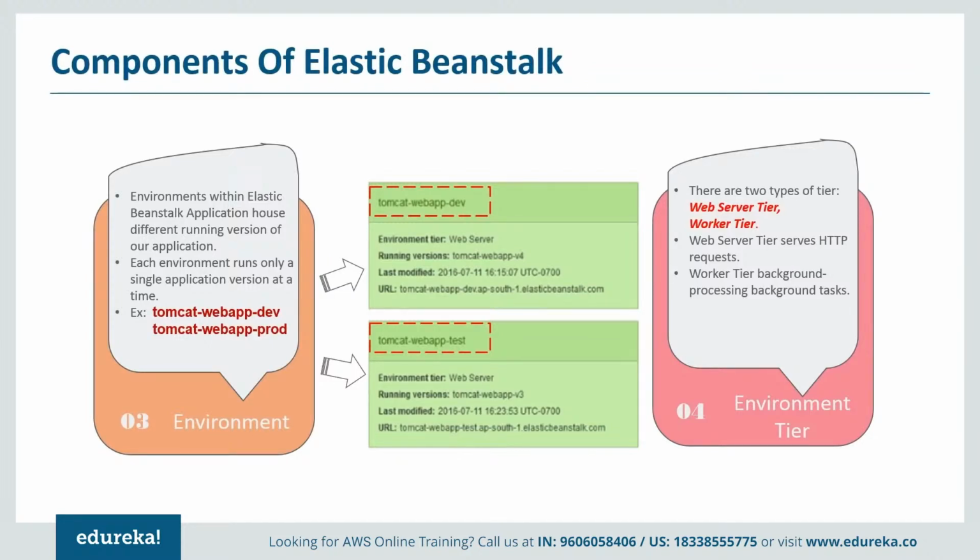Then we have something called environment tier. When you try to launch an Elastic Beanstalk environment, Elastic Beanstalk asks you to choose among two environment tiers, which are web server environment and then you have worker environment. If you want your application to handle HTTP requests, then you choose web server environment. And if you want your application to handle background tasks, that is where a worker environment comes into picture. I'll show which to choose, either web server or worker environment, and how to work with them when we'll try to deploy an application in the later part.